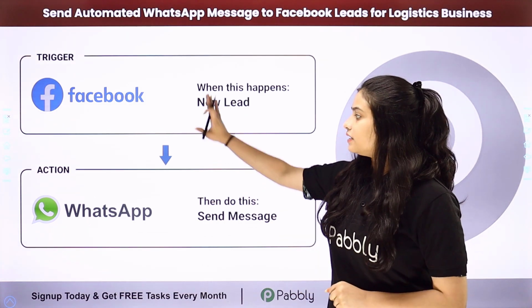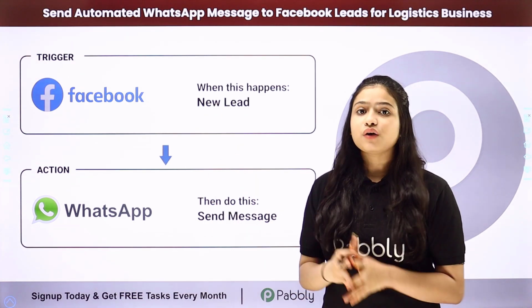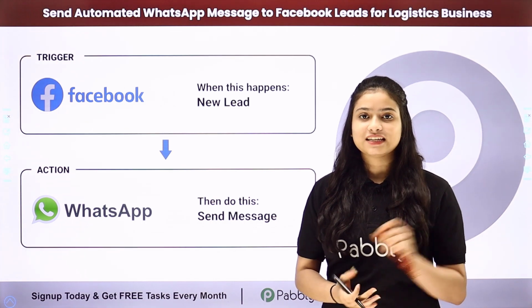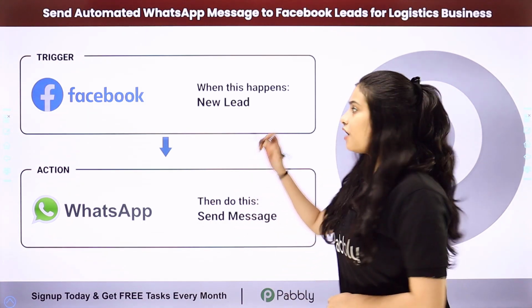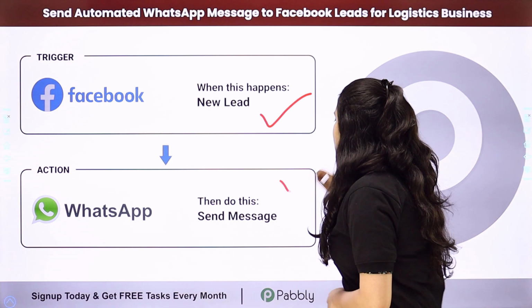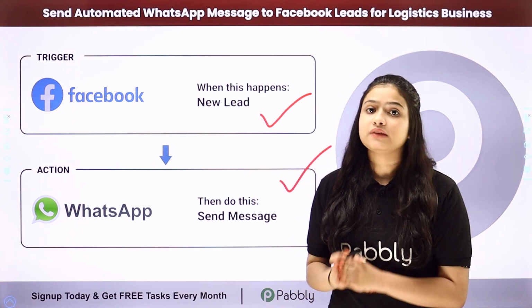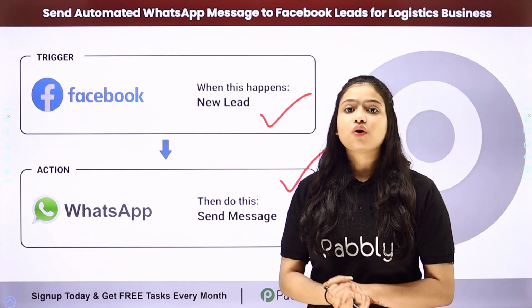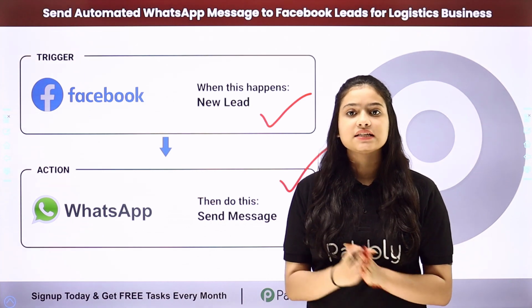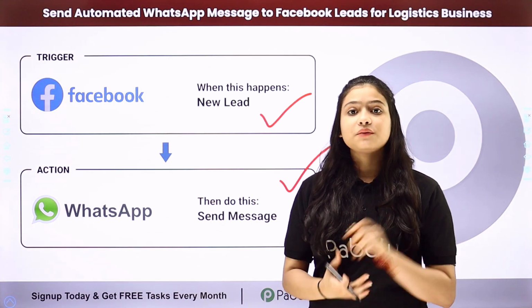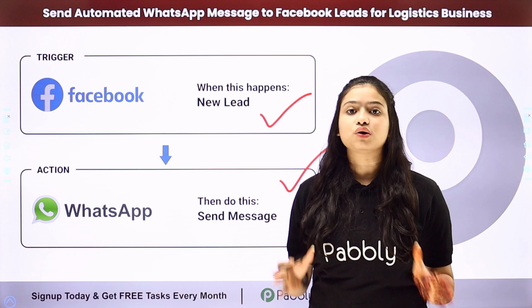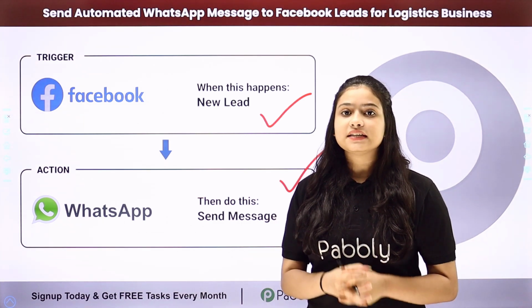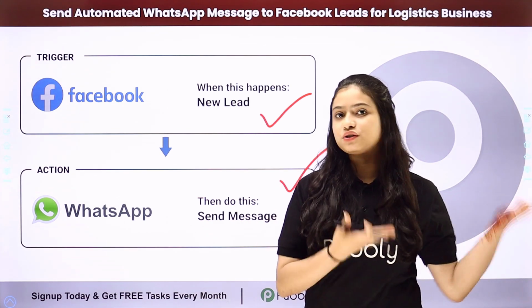For that we will have to integrate both these applications, and we are going to do that with an amazing automation software, Pabbly Connect. We have Facebook lead ads in our trigger, and in the action I am going to take Wati, through which I am going to send a WhatsApp template message. If you want, you can also take any other application such as AiSensy or Interakt. Now we are going to connect both of them using Pabbly Connect to automate this entire process. And to learn this automation step by step, let me take you to my screen.